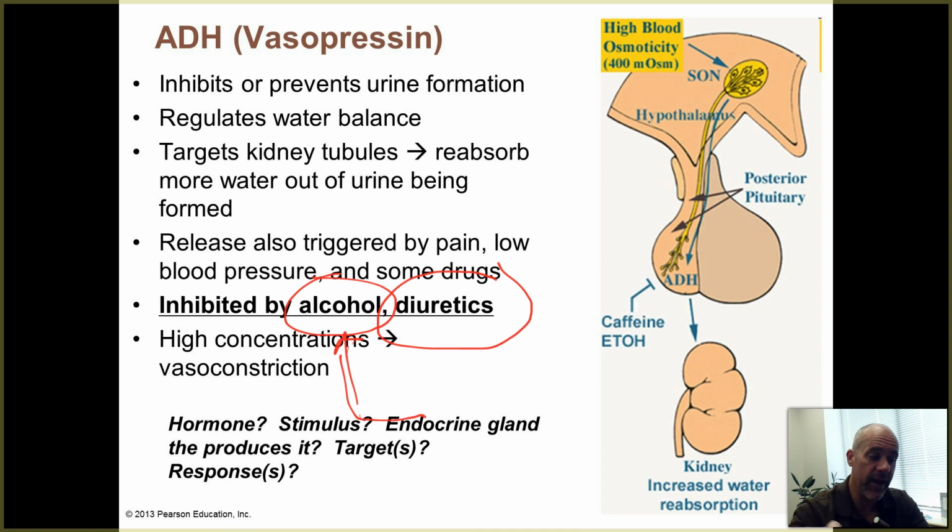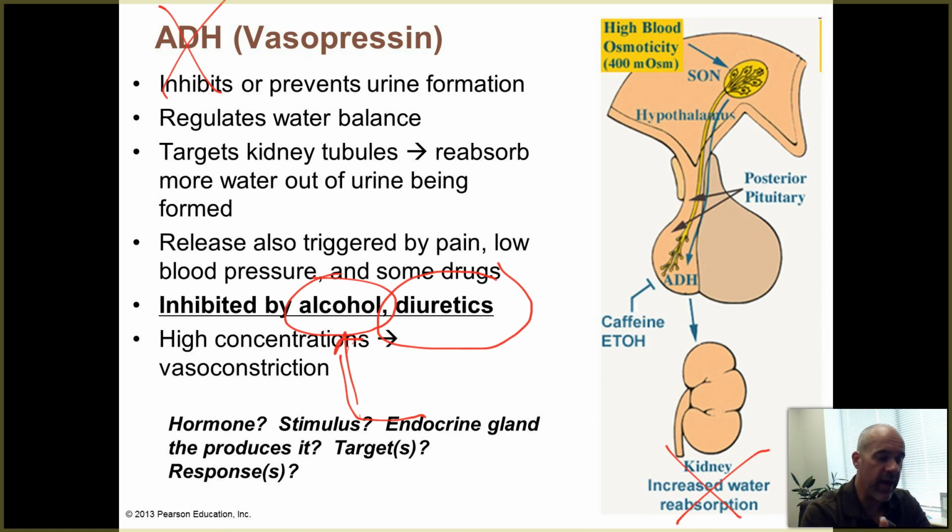And the reason for that is alcohol inhibits ADH function and secretion. So you produce less of it. The kidneys are not able to reabsorb water back out of the urine and into your bloodstream and tissues. So you wind up peeing more. Your urine volume goes up.